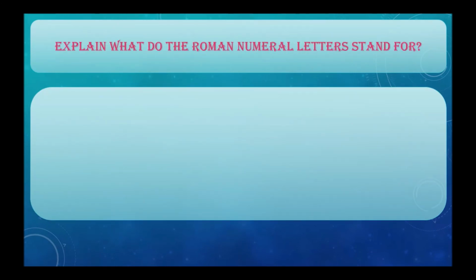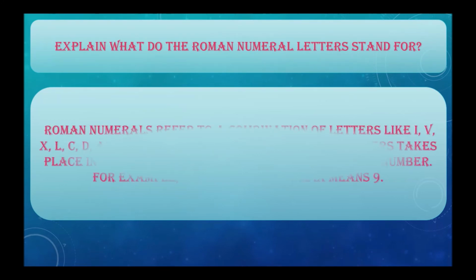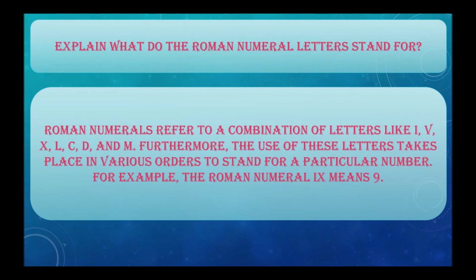Next is, explain what the Roman numeral letters stand for. Roman numerals refer to a combination of letters like I, V, X, L, C, D, and M. Furthermore, these letters are used in various orders to stand for a particular number. For example, the Roman numeral IX means 9.